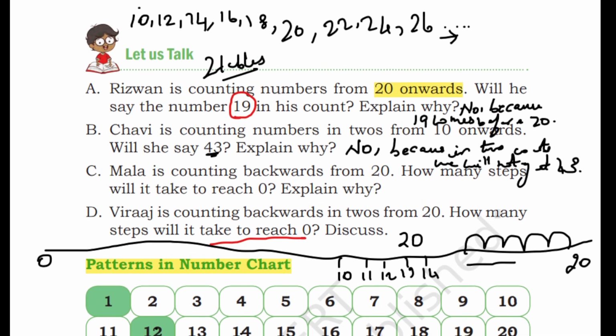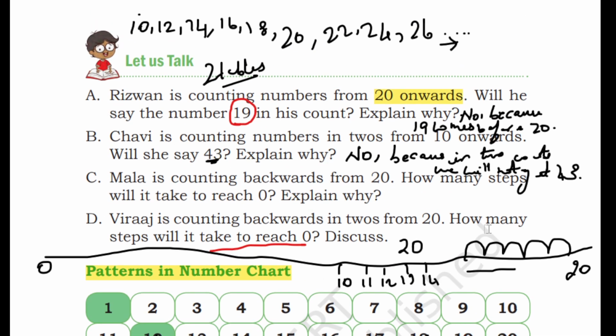Okay, sorry students, we missed this question. So this answer is for Mala. So the 20 is for Mala, not for Viraj. Let's erase this one and write the answer 20 here. So here 20.